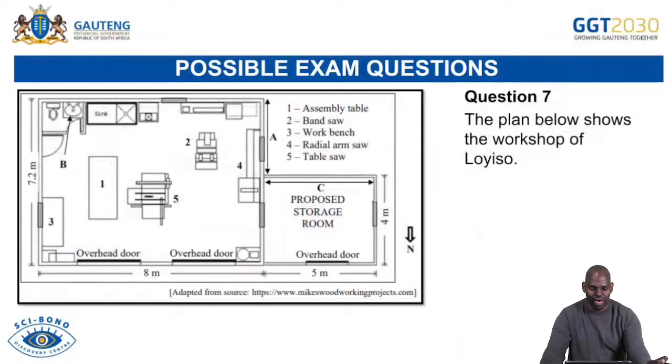Okay, then another question is question 7. The plan below shows the workshop of Loyiso.